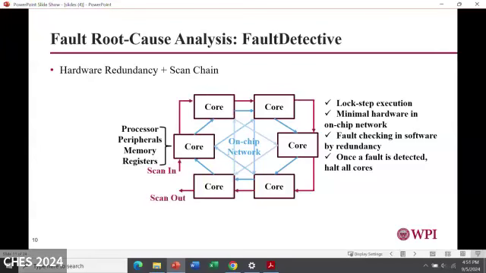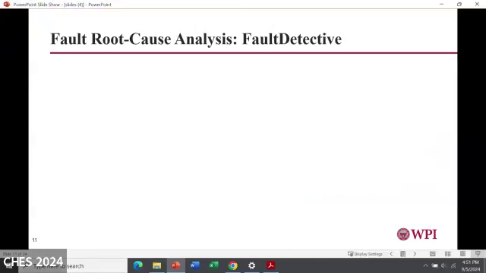On top of that, we implement a scan chain. Therefore, we're able to provide high visibility on all the register bits to analyze which core is faulty, which core did something wrong compared to the other cores. That's why we call this the hardware redundancy plus scan chain design. And this is just the first step of Fault Detective. How to use this is in the next slide.